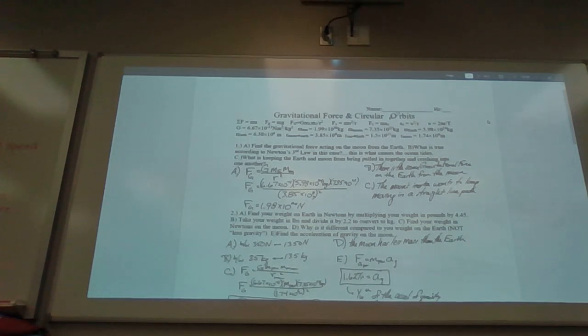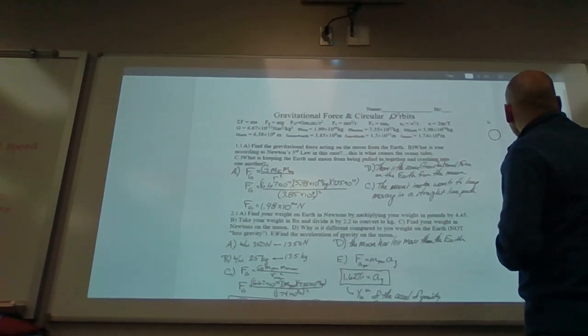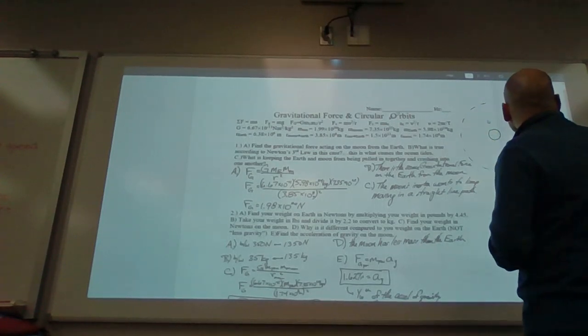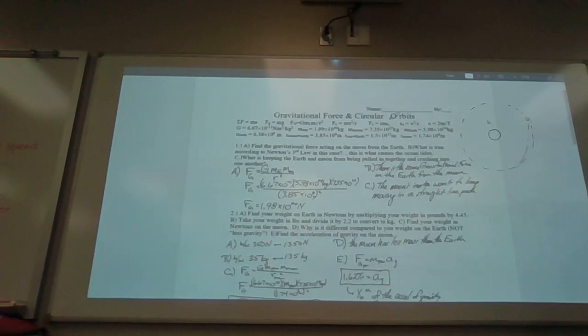So here's the real answer. It is gravitational pull, but here's why that causes the tides. This is not to scale. Okay.